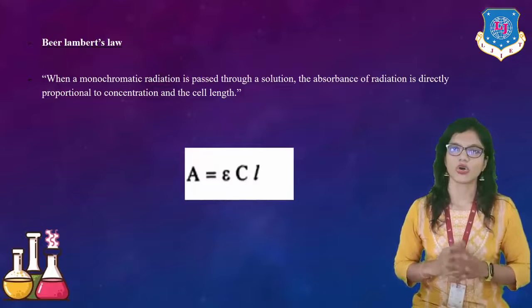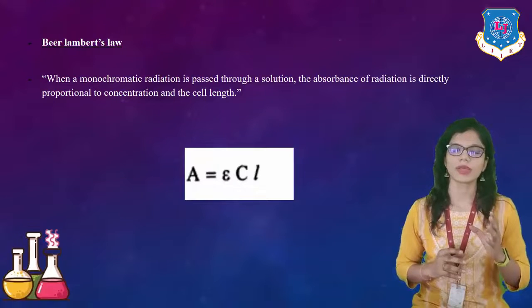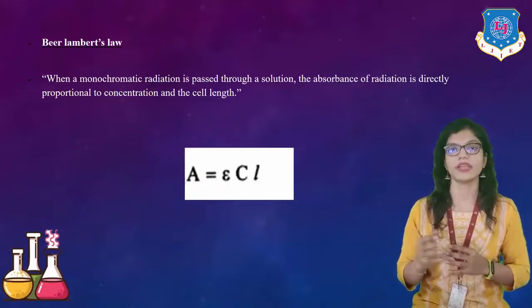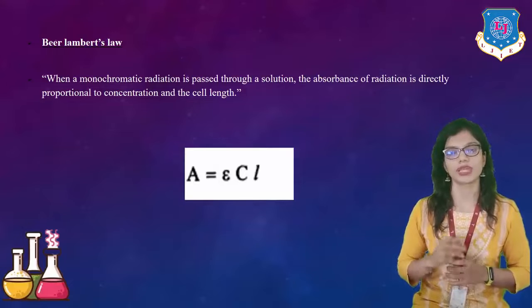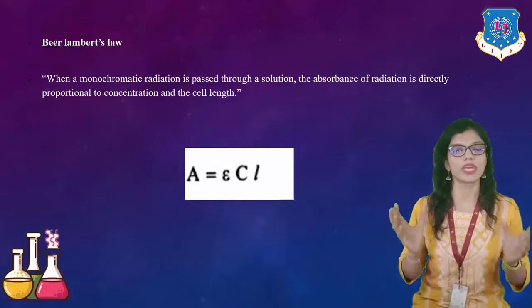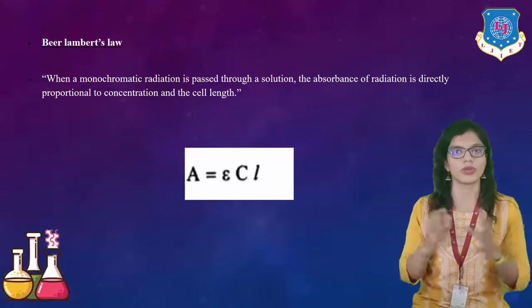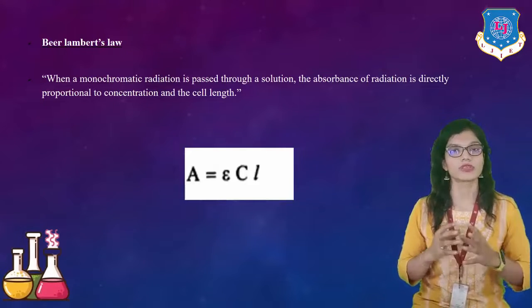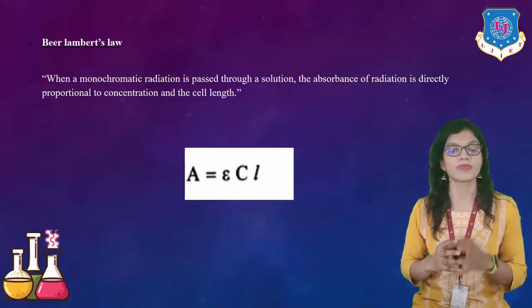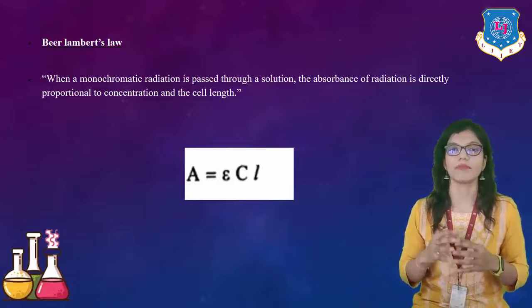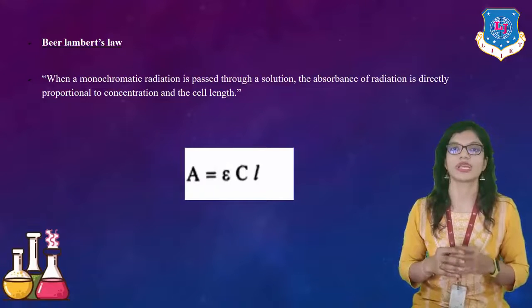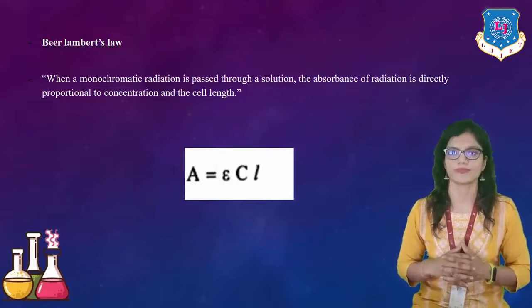What is Beer-Lambert's law called, or how will it give us identification? So two scientists are there. Number one, a scientist named Beer. Number two, a scientist named Lambert. Both of them gave the principle of UV visible spectroscopy on their own. And afterwards, after certain research, it was decided that we can combine them together and make one particular system, which is known as Beer-Lambert's law.